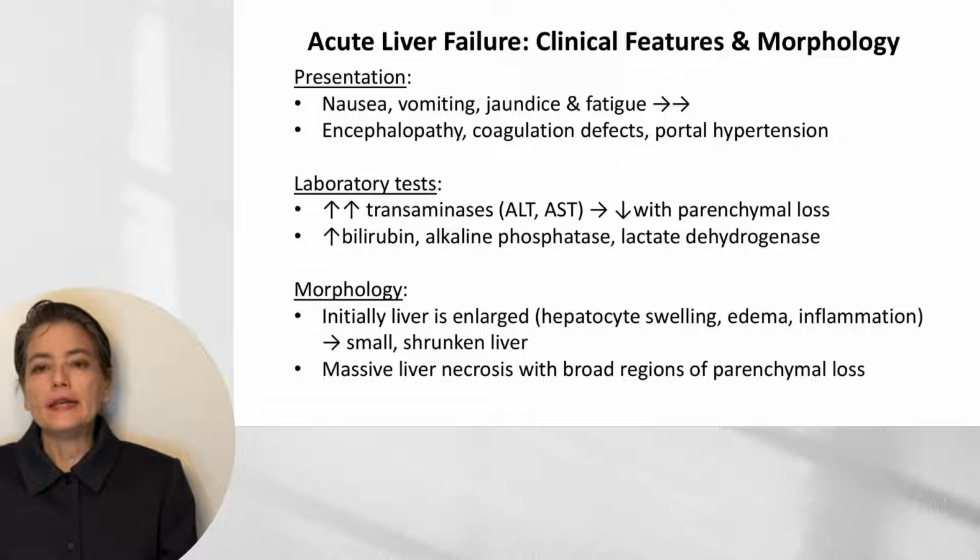Now, in the initial presentation of acute liver failure, the liver will be very enlarged, and this is due to hepatocyte swelling, edema, and inflammation. As you recall, when we have necrosis, that's going to bring in a lot of inflammatory cells as well as edema. But over time, we're going to get this resolution into a small and shrunken liver due to the loss of parenchyma. And what we will see histologically will be massive liver necrosis with broad regions of parenchymal loss.